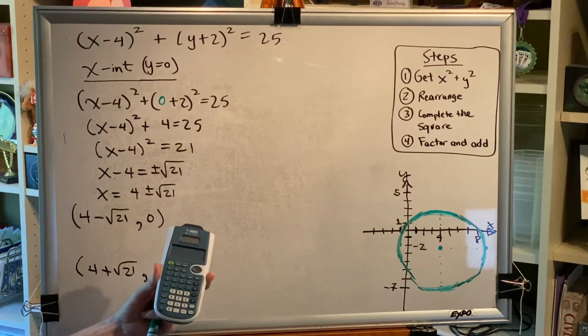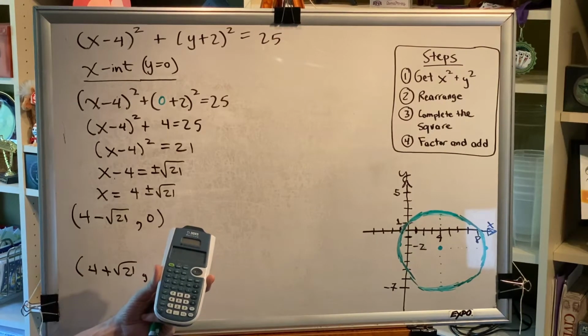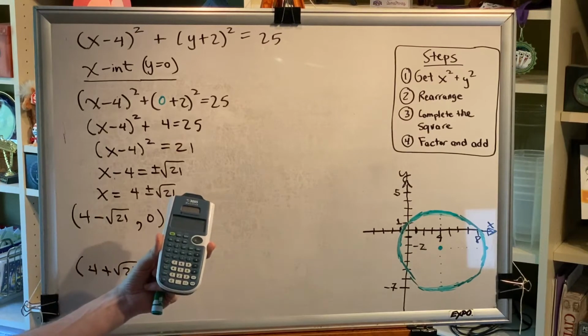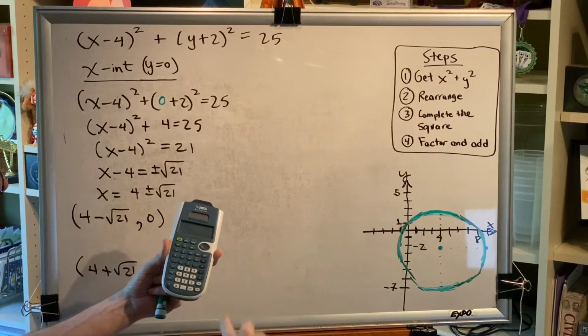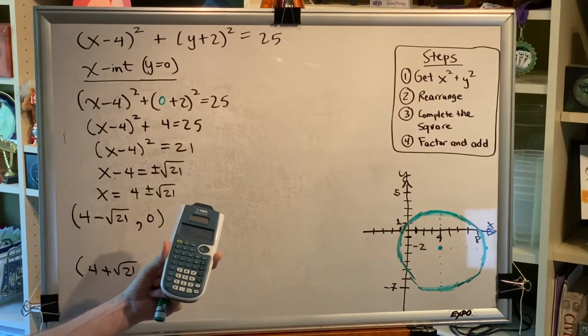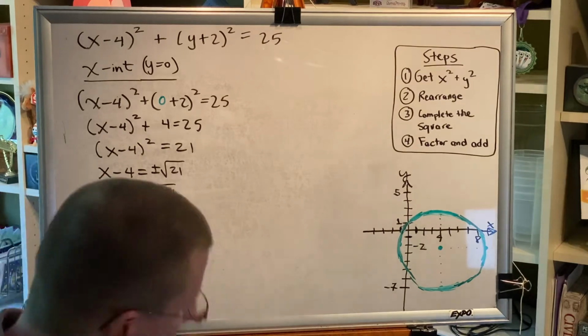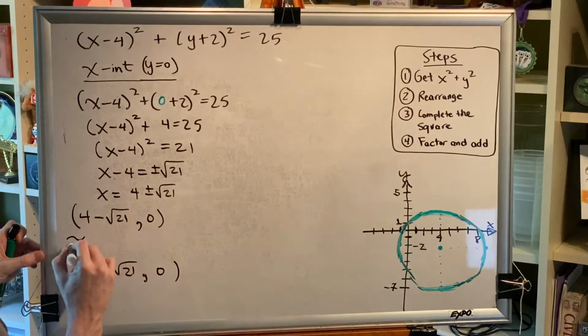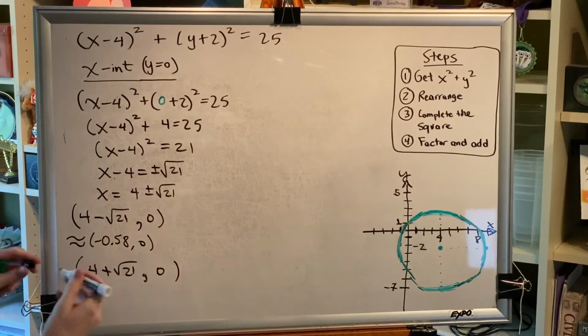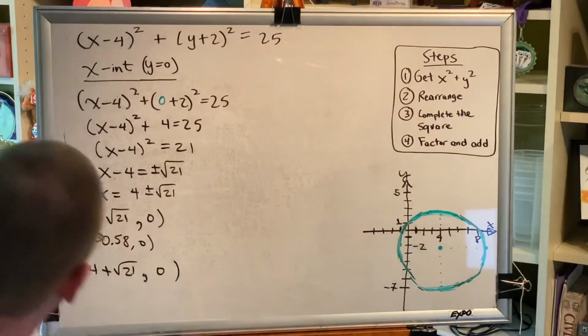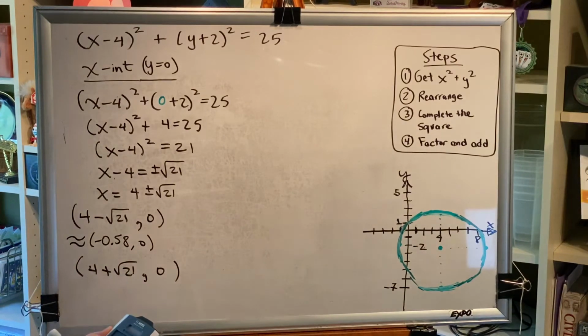Now, if your calculator is set to give you exact values, then it's still going to give you a square root of 21 in the answer, but you can convert that to a decimal by hitting the double arrow button in the bottom right-hand side. When you do, it gives you the decimal approximation, negative 0.58 approximately. Using a similar approach for 4 plus the square root of 21, we get 8.58 approximately.